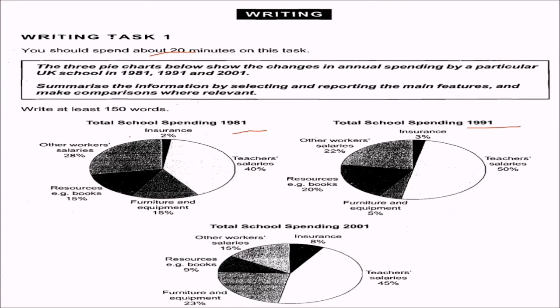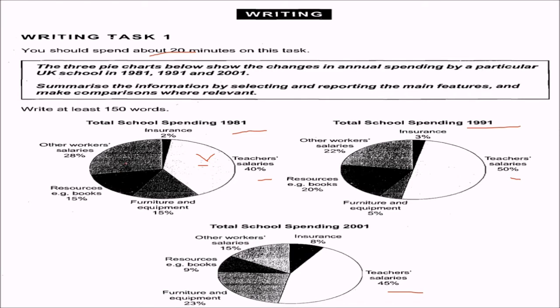So this is the first one, total school spending 1981, and it would be a good idea to follow the partitions of this pie chart, and then depending upon that you can marginally or specifically devise the difference, like this one, teacher salary. It was 40% in 1981, 50% in 1991, and then it was 45% spending. So more or less, the teacher salaries remained steady.